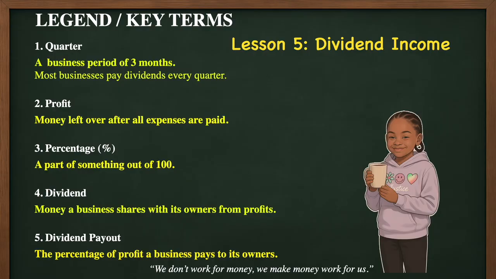Profit is the money a business has left after paying all of its bills and expenses. A percentage shows how big a part is out of 100. A dividend is money a business shares with its owners from the profit it earned. And a dividend payout is the portion of that profit the business decides to send to those owners.